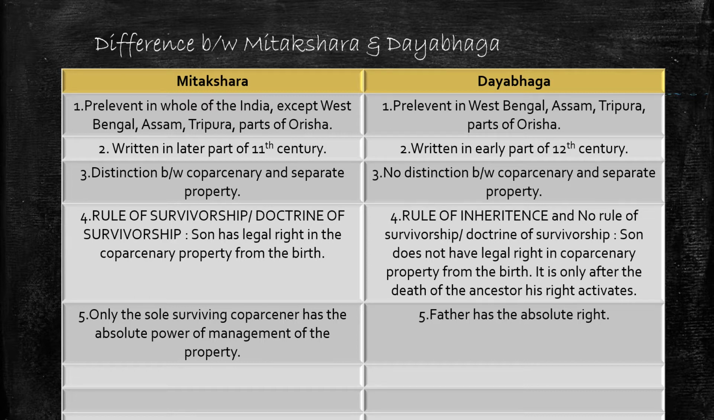Now the fifth difference is that under Mitakshara school, only the sole surviving coparcener has the absolute power of management of the property, whereas under Dayabhaga school, father has the absolute right.